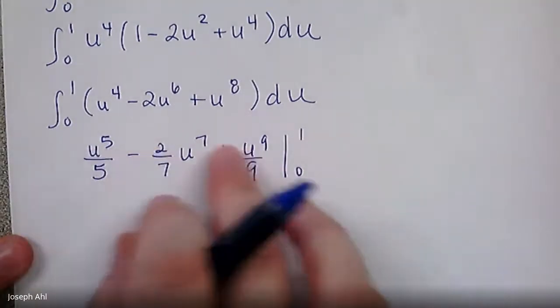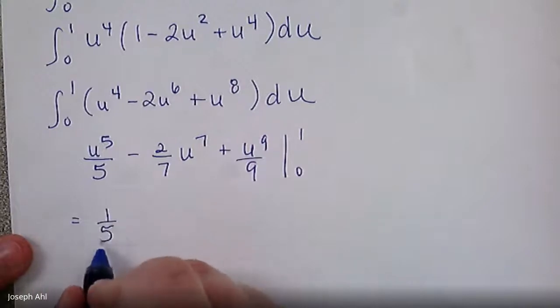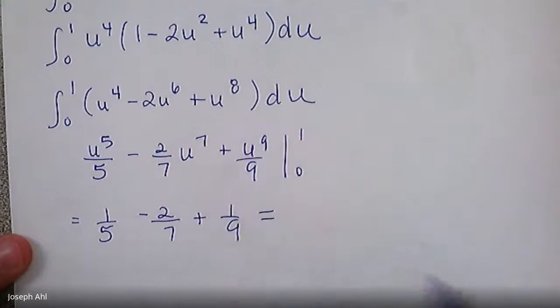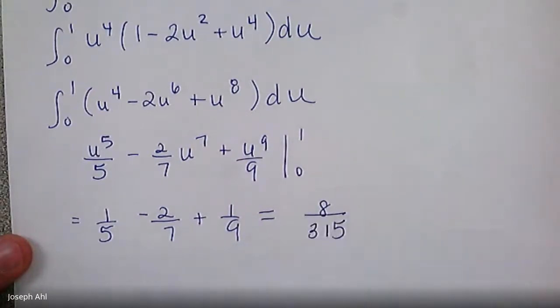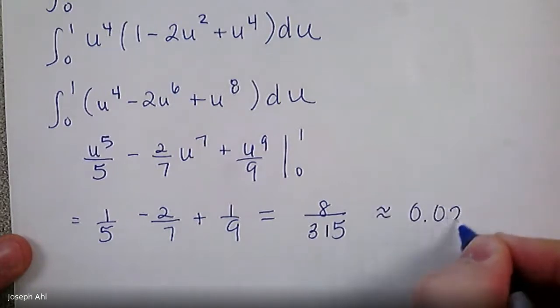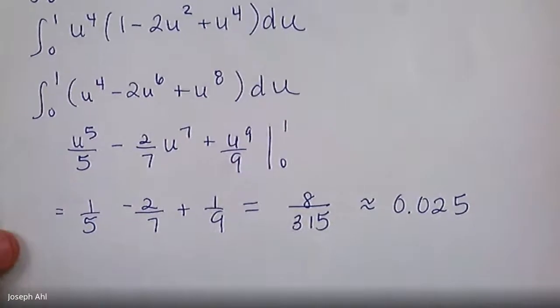Plugging in zeros for all the u's is going to be subtracting out 0, so we just have to plug in the 1. So it's 1/5 minus 2/7 plus 1/9, which simplifies, with a common denominator, to 8 over 315. So that's approximately a really tiny area here, approximately 0.025 square units of area.